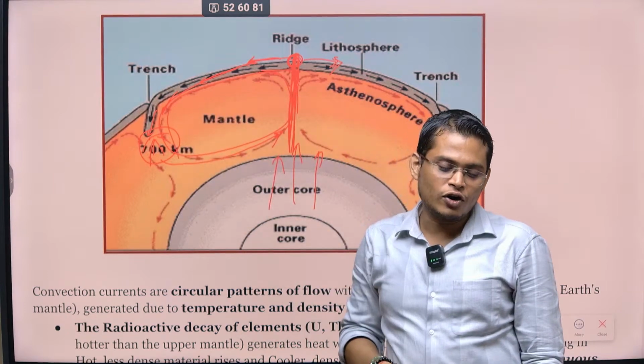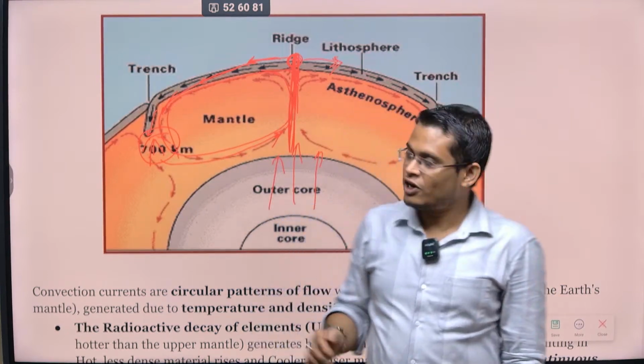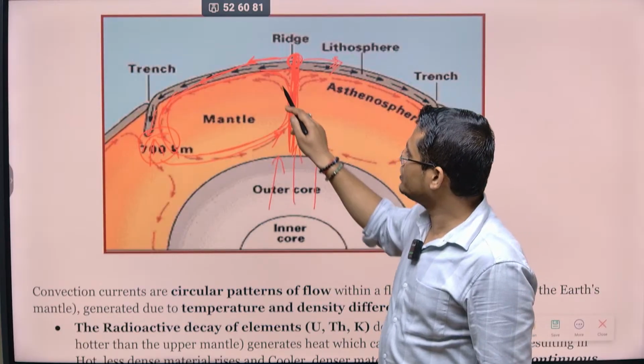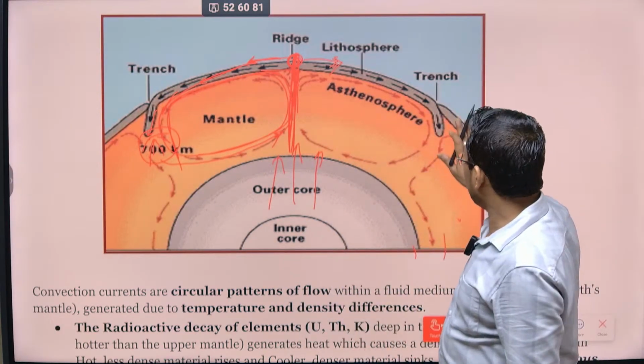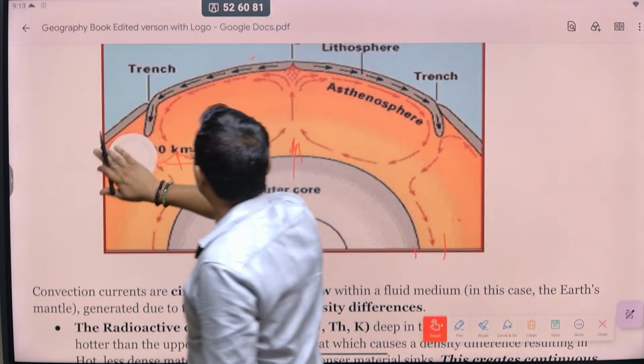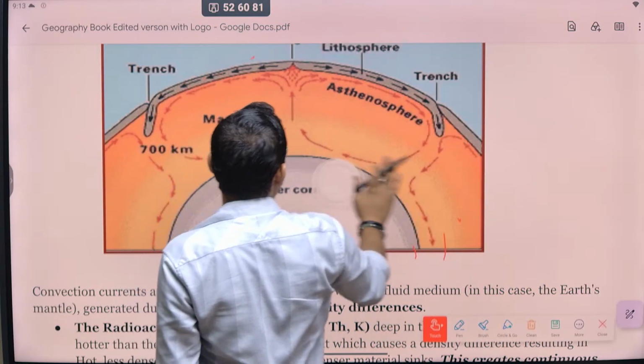So this is what is called convective cells. Convective cells, it is forming a continuous cell. Let me explain one more time so you will have an idea. This theory is very important for understanding plate tectonics.